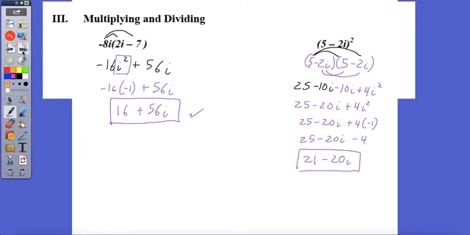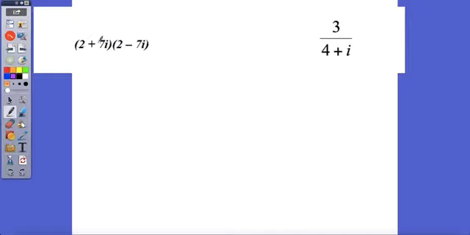Okay, so this is more of the same. Multiplication, you would distribute this. Okay, let's talk about division a little bit though. We got 3 divided by 4 plus i.